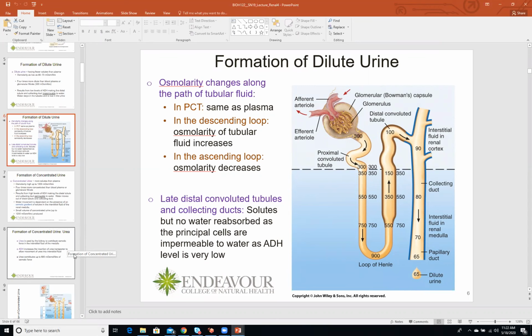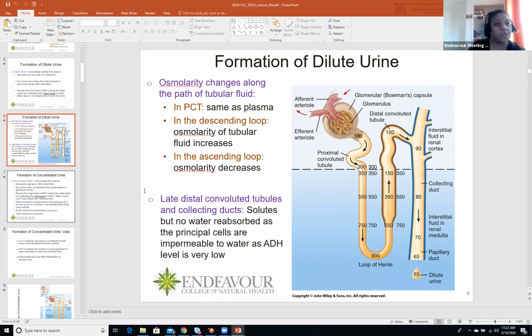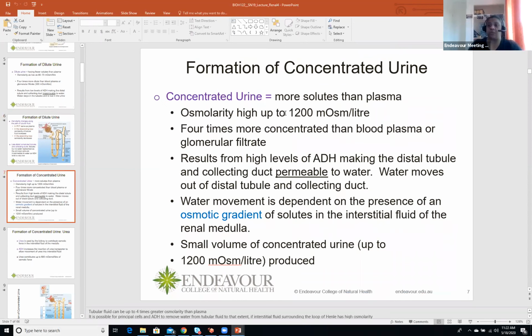Now we move on to the next one, which is looking at what happens in the medullary nephron. So what happens when you want to form concentrated urine? Concentrated urine is a urine where the osmolarity is very, very high, 4 times that of the plasma. So if your plasma osmolarity is say 300, then the osmolarity of the concentrated urine will be 4 times 300, which is 1200 milliosmoles per liter.